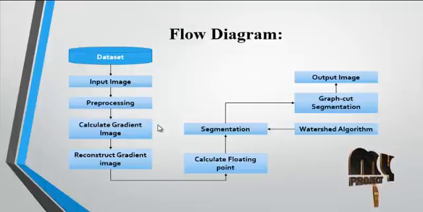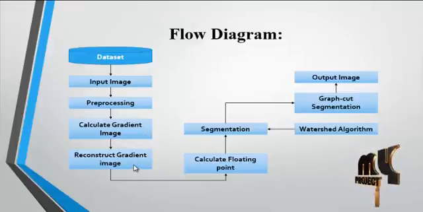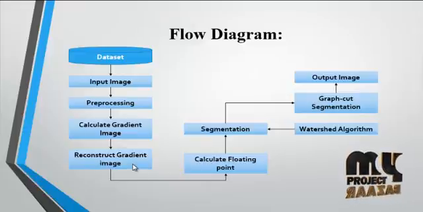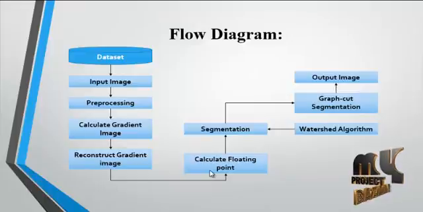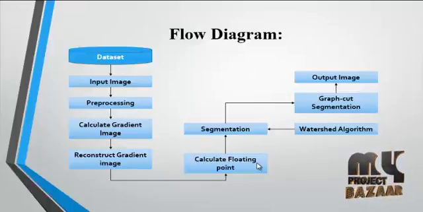After the noise filtering, the image is taken for the calculation of the gradient image. After calculating the gradient image, we reconstruct the gradient into a reconstructed form. After the reconstruction, the calculation of floating point will be done. In the calculation of floating point, we calculate the floating points present in the image.